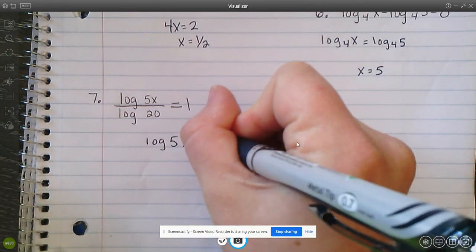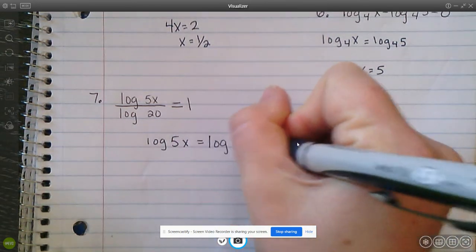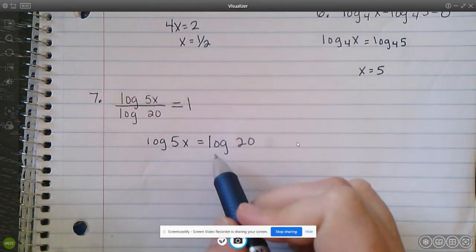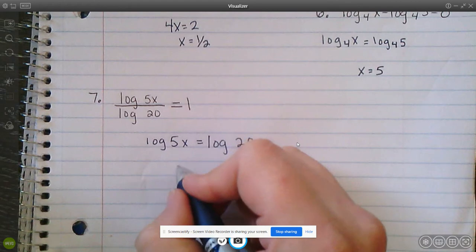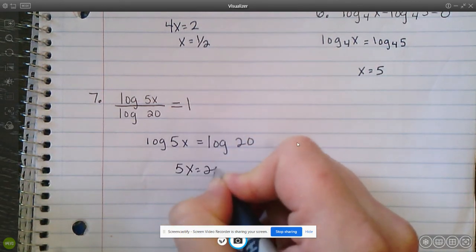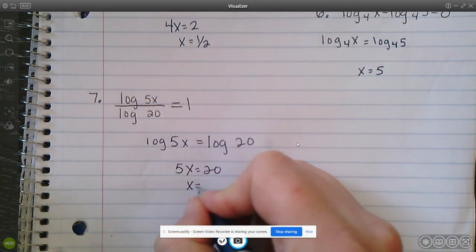5x equals log of 20. So these both have a base of 10, so we can set 5x equal to 20. So 5x equals 20. Divide both sides by 5, and you get x equals 4.